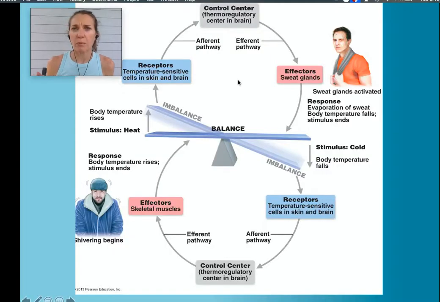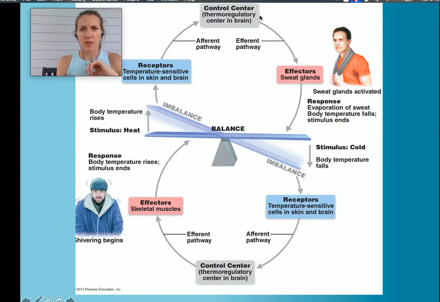So a classic example that is one that we can all relate to is just looking at thermoregulation. So here would be normal body temperature. If our body temperature rises, as we're outside on a hot day, we have receptors in the body that are temperature sensitive receptors in the skin and in the brain that are going to send signals to the control centers, the thermoregulatory center in the brain.